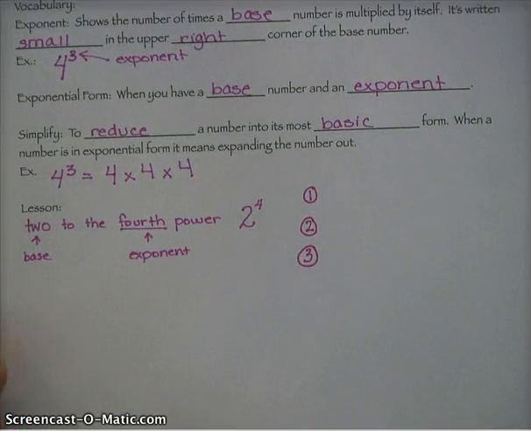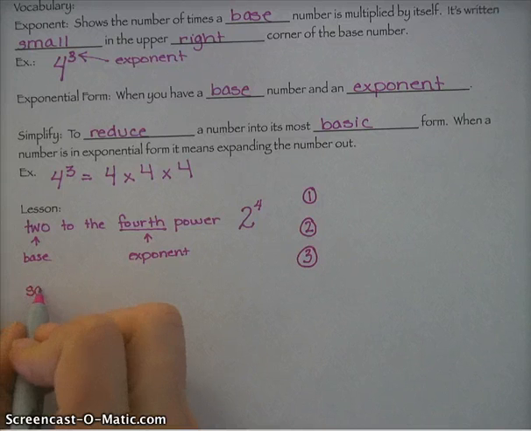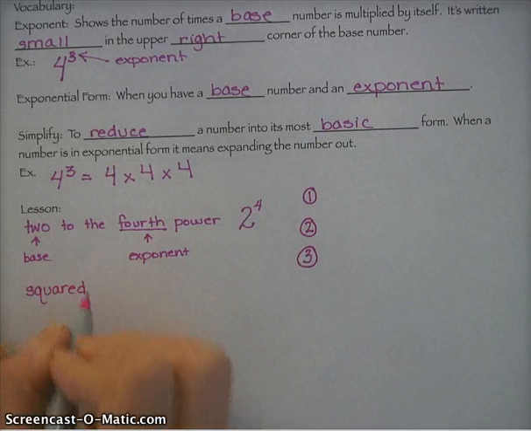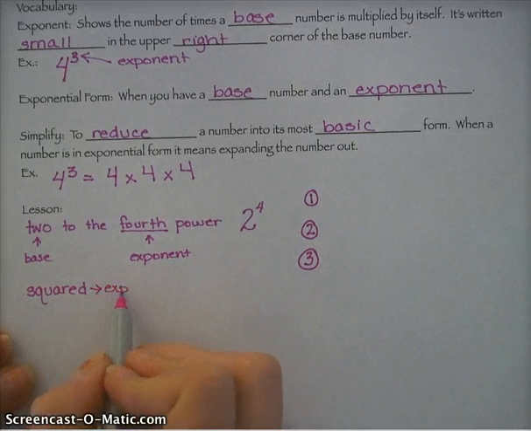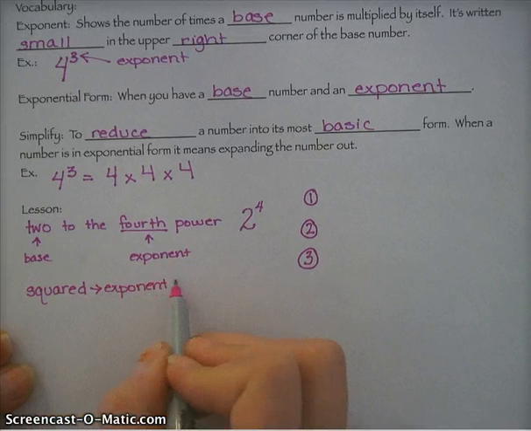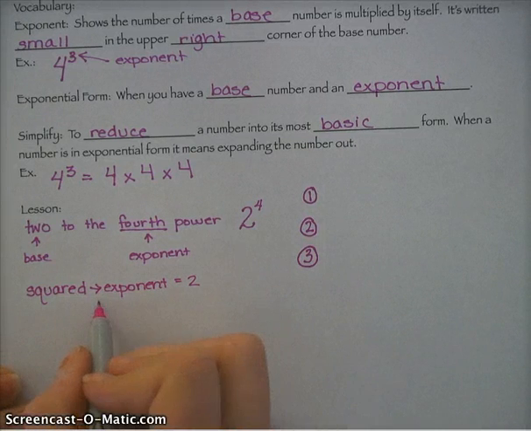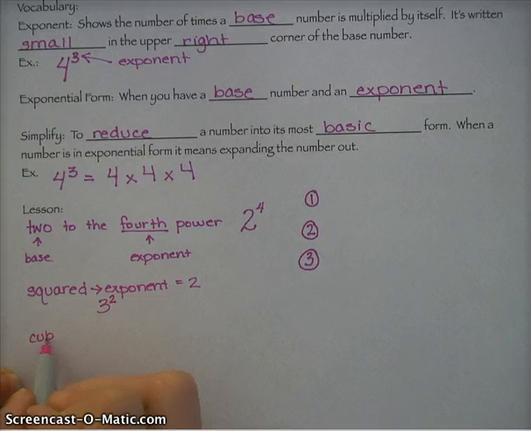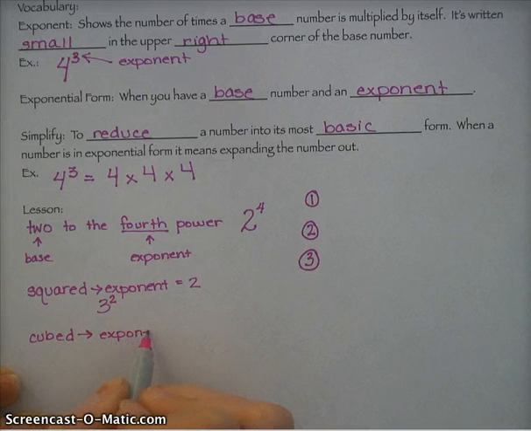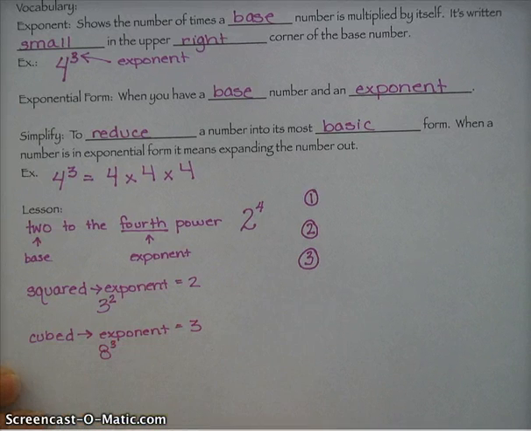Alright, I am going to give you those in just a second, but there's 2 more vocab words I almost forgot about. If you say that something is squared, and this should hopefully ring a bell from when we've studied area, that means the exponent is 2. So if I said 3 squared, it would be 3 with an exponent of 2. If I said something was cubed, it would mean that my exponent is equal to 3. So if I said 8 cubed, it would be 8 with an exponent of 3.